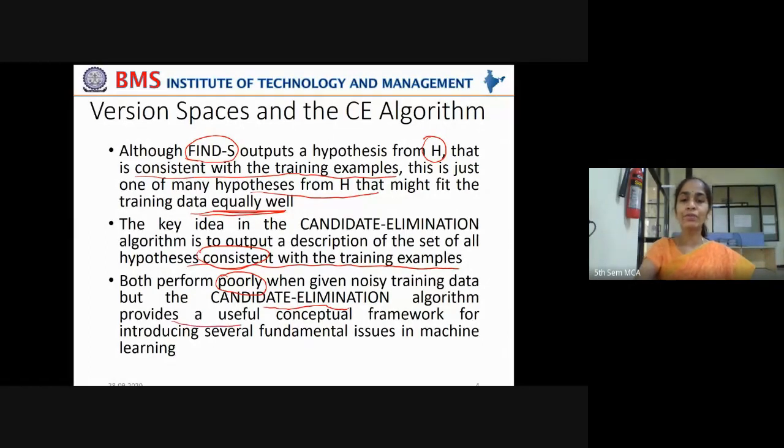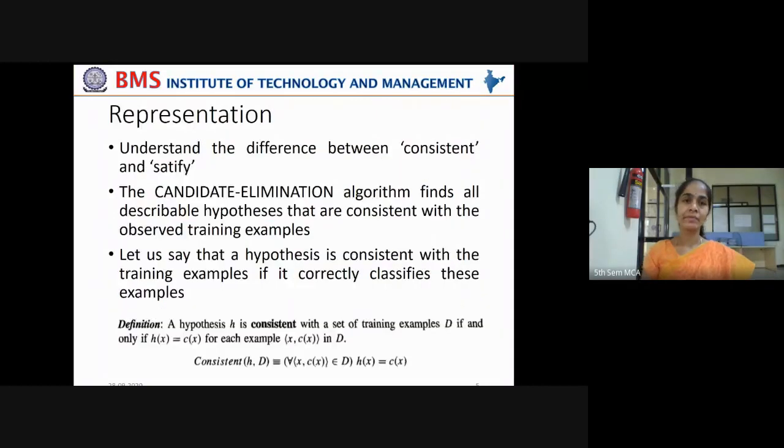Because it provides a useful conceptual framework. It tells us about some fundamental issues in machine learning and makes us understand some fundamental concepts. That is why we need to understand all these preliminary algorithms very well before going forward with advanced algorithms, so that whenever you come across complex algorithms and topics, you will easily understand what exactly Find-S and candidate elimination have done. Now, how do you represent a version space?